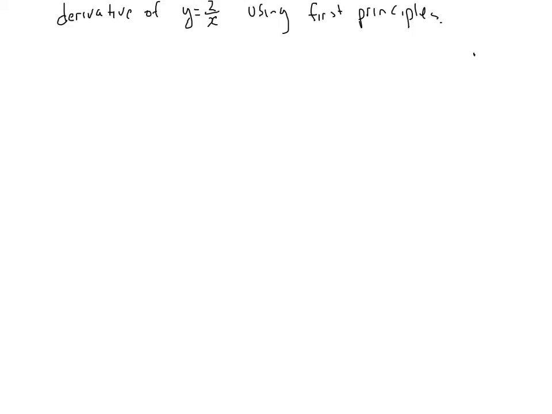Okay, we're going to be looking at how to find the derivative of y is equal to 2 over x using first principles. Now, the little rule that we have for first principles is this: the limit as h approaches 0 of the function of x plus h, take away the function of x, all over h.